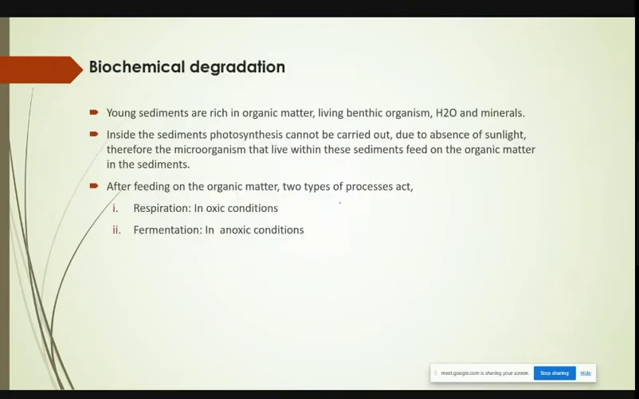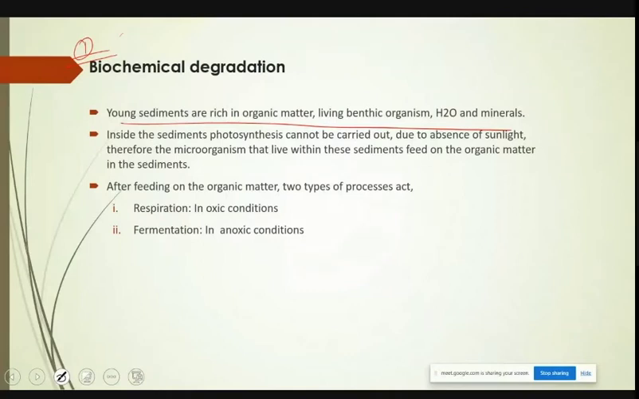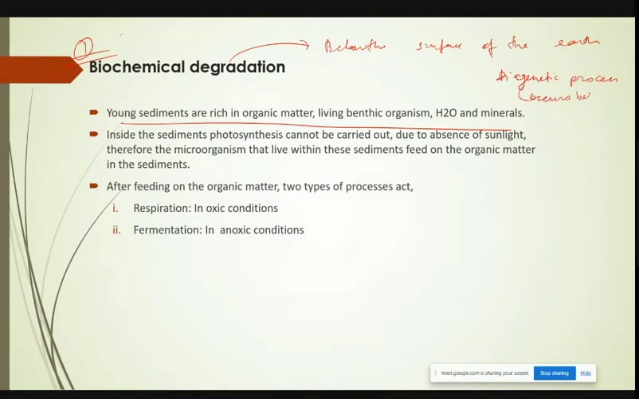Okay, moving on. So biochemical degradation, the first process. What happens in biochemical degradation is like sediments are rich in organic matter. So biochemical degradation occurs below the surface of the earth. All the processes that we are discussing, all diagenetic processes occur below the surface of the earth. Note it down.